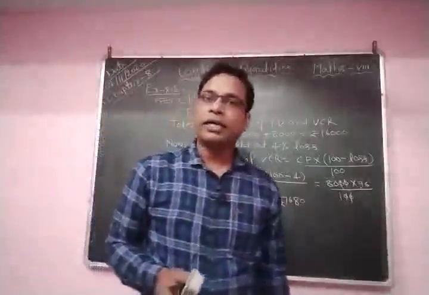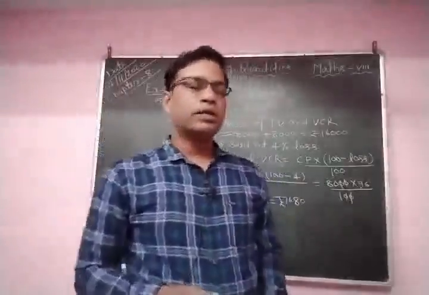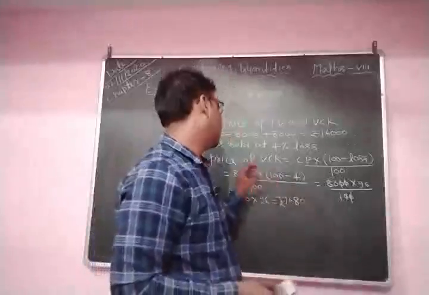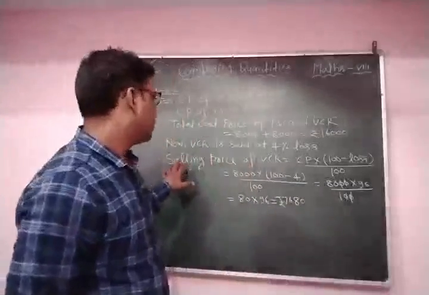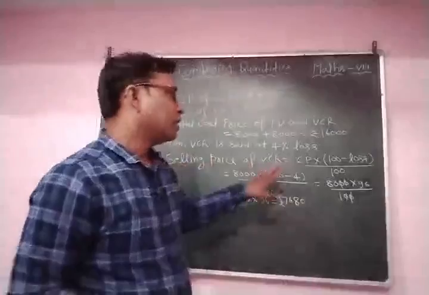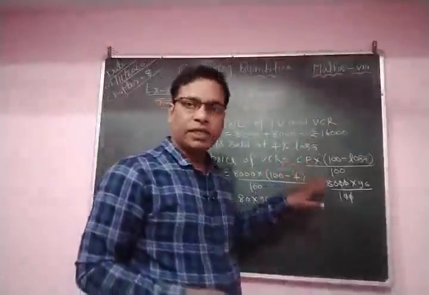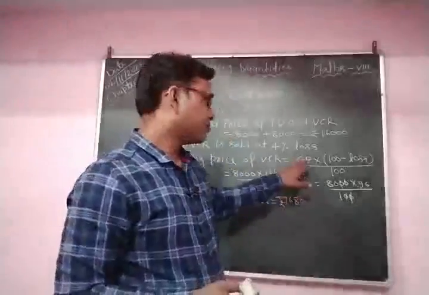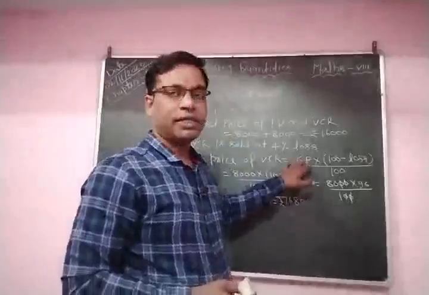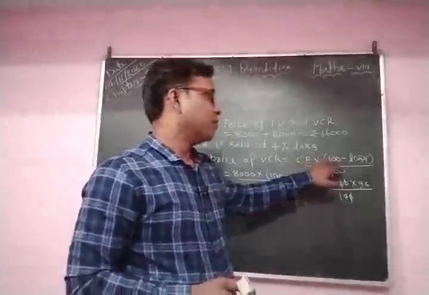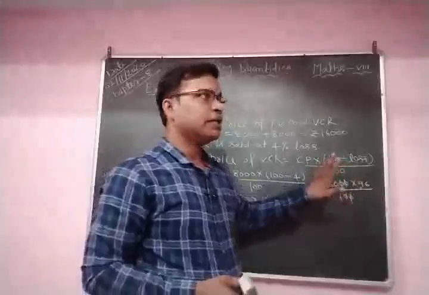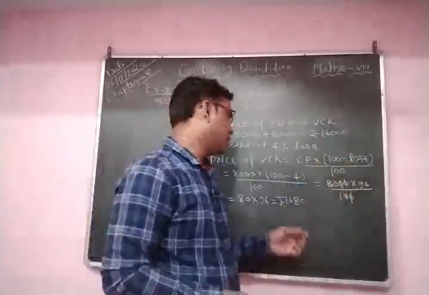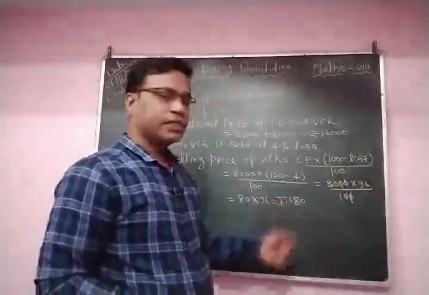In this question, the cost price of the VCR is 8,000 rupees. He sold it at 4% loss, so you find the selling price. The selling price of the VCR is equal to CP, the cost price, into 100 minus loss upon 100. This is the formula to find the selling price if loss and cost price are given. Here the loss is given as 4%.